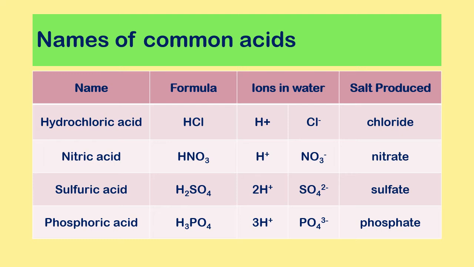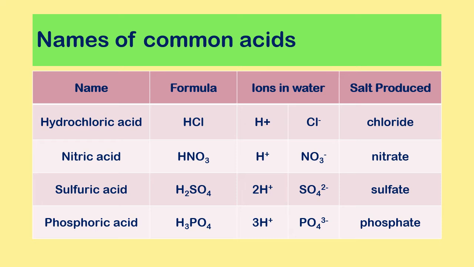So when it comes to hydrochloric acid, its chemical formula is HCl. When hydrochloric acid is added to water, it breaks apart to form ions, and it forms hydrogen plus ions and chloride minus ions. Now the hydrogen ion is what makes it an acid in solution, and whenever hydrochloric acid reacts, the salt that is produced, part of the name will include the word chloride. So hydrochloric acid will produce salts where the second part of the name of the salt is something chloride.